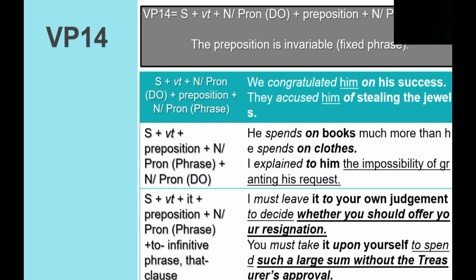Next, subject plus VT plus introductory it, we have it here, plus preposition plus noun or pronoun phrase, plus to infinitive phrase, plus that clause. It's quite long, yeah, but let's see the example. I must leave it to your own judgment to decide whether you should offer your resignation. Okay. The subject is I, the VT here is must leave, and then we have the introductory it, must leave it, and then it is explained with another phrase.